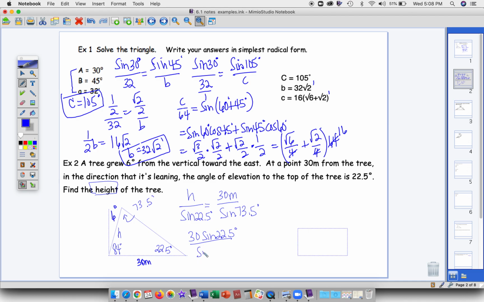But again, make sure you're in degree mode. And then divide by the sine of 73.5. So go ahead and calculate that. That will give you the height of the tree. And hopefully you came out with 11.97. And that's in meters.